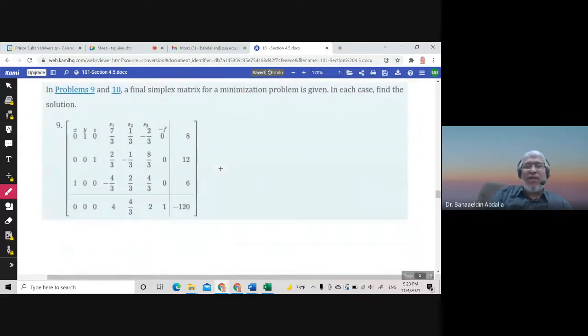Now here the final Simplex matrix for a minimization problem is given. Well, find the solution. Well, this is actually maximization of negative f. So the minimum value of f would be 120, at x equals 6, y equals 8, and z equals 12. So that's the answer of this problem.